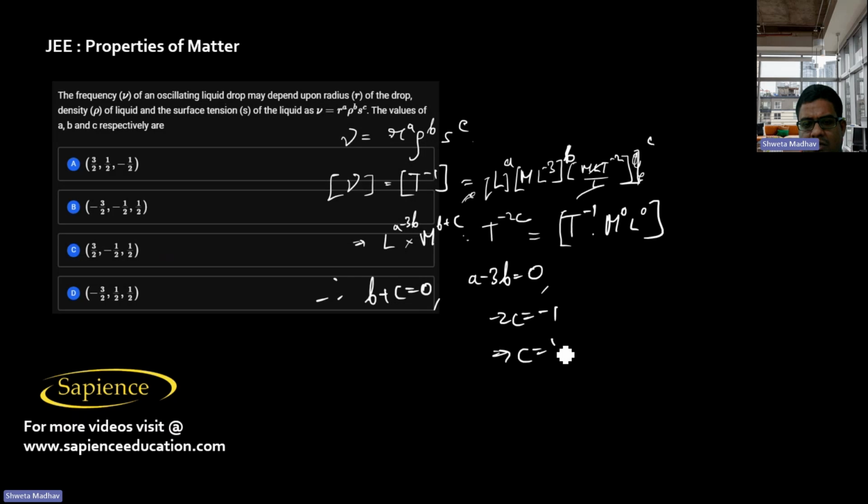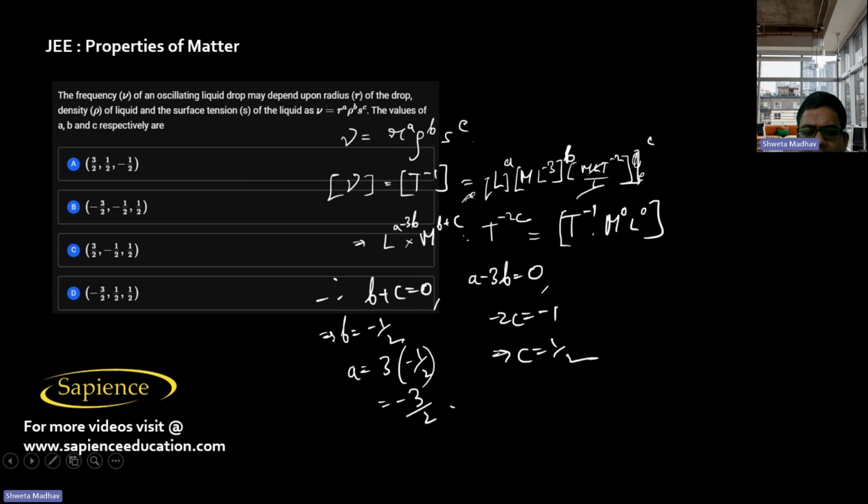So it means c should be equal to half. So b should be minus half. And a should be 3 times b, that is 3 times minus half, that is minus 3 by 2. So a is minus 3 by 2, b is minus 1 by 2, c is 1 by 2. Therefore, the values of a, b, and c are minus 3 by 2, minus 1 by 2, and 1 by 2. Option B is the correct answer.